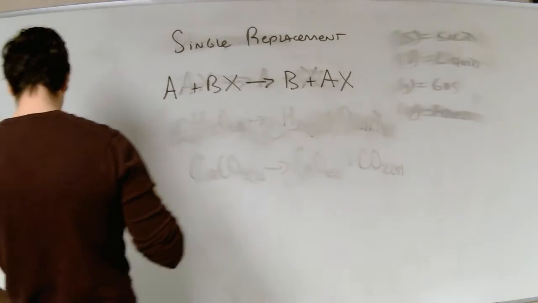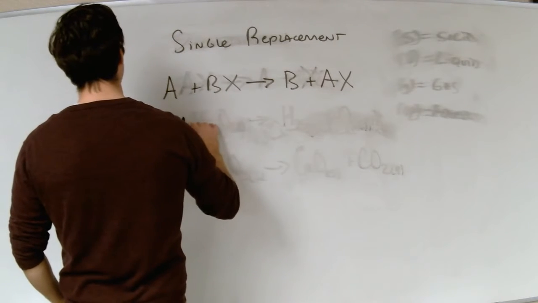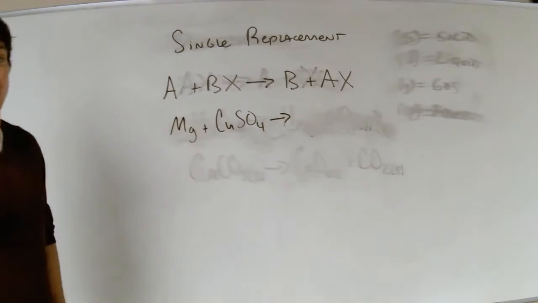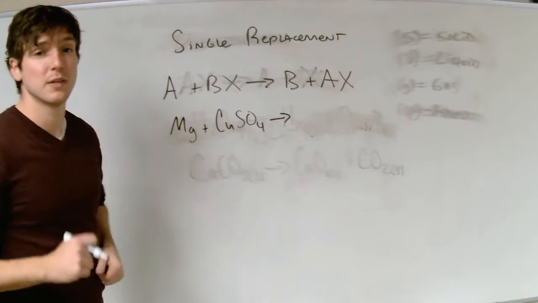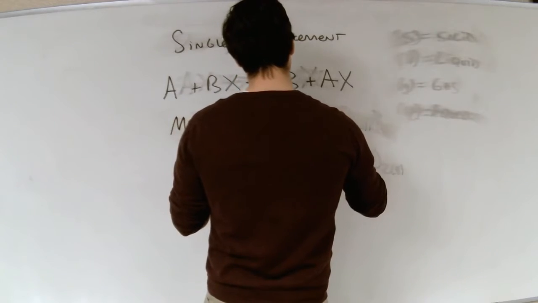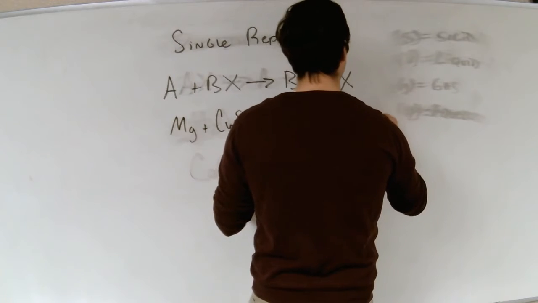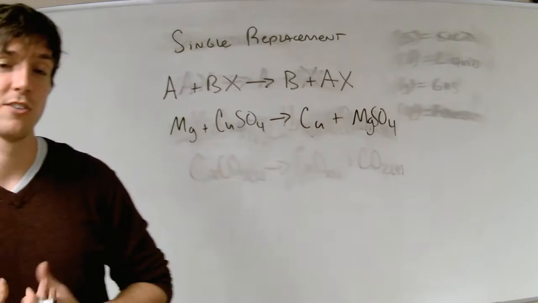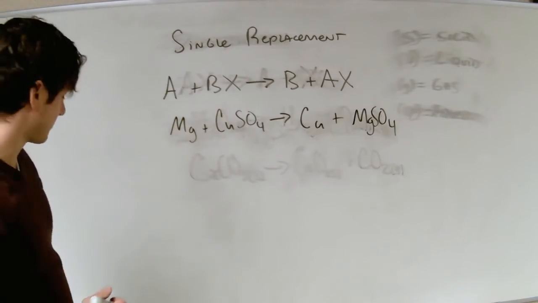And that is a single replacement reaction. A good example of this, you see this a lot with metals, is magnesium reacting with copper sulfate. Magnesium's a positive ion, copper's a positive ion. They're going to swap places. So now instead of magnesium being by itself, we're going to have copper by itself. And now magnesium is going to form with that sulfate ion to form magnesium sulfate. So that's a single replacement. Just one guy's going in, kicking out the other.